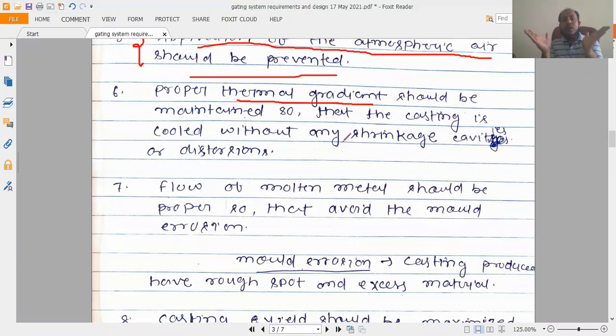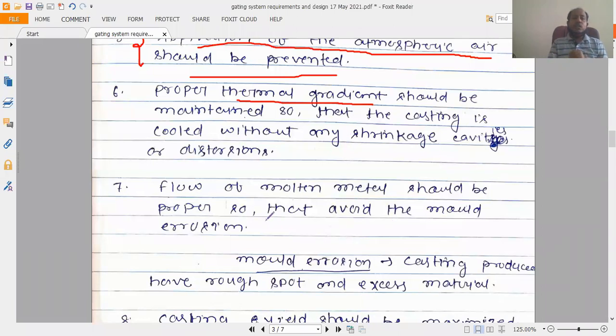expansion of the mold cavity, whether inward or outward, after the removal of the casting, it can't shrink or it can't distort. Means the expansion should not happen beyond the requirement. As we require the casting dimension, we will get the same dimension if the thermal gradient is proper and smooth.